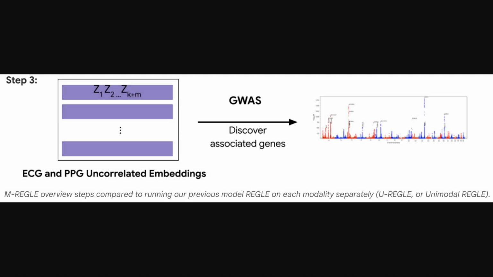Okay, so this final part of the diagram shows the payoff. Once M-REGLE has created these refined, uncorrelated embeddings from the heart data, it moves to step 3, which is genetic discovery. This is done using a technique called a genome-wide association study, or GWAS. A genome-wide association study is an approach that scans the entire set of human genes to find variations that are associated with a specific trait. Here, the trait is one of those learned heart signatures. The plot on the right shows the results, with tall peaks identifying specific genes linked to heart function.